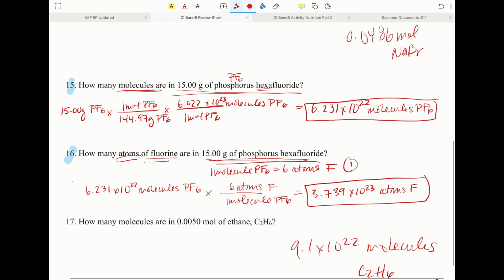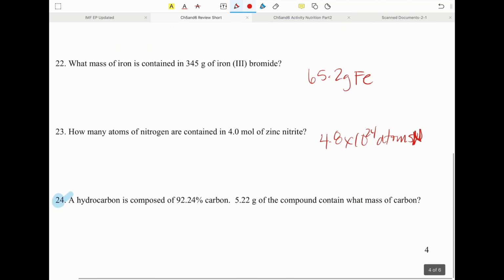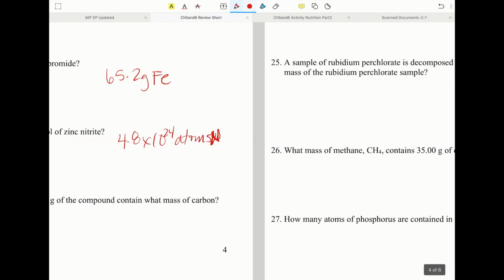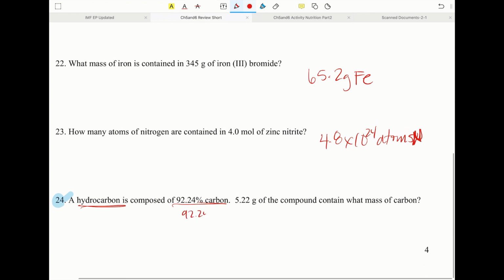All right, so now flipping to the next page, we're going to work a relatively simple problem, but one where if you don't understand what percents mean, it can feel very difficult. So it says that a hydrocarbon is composed of 92.24% carbon. When we say that something is any percent something, we need to know what that means.